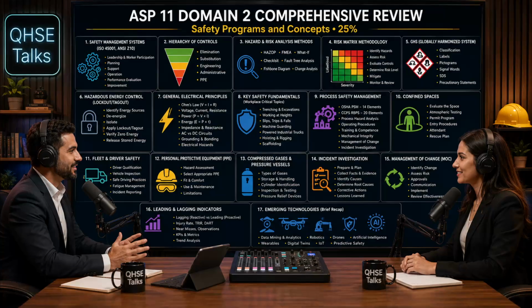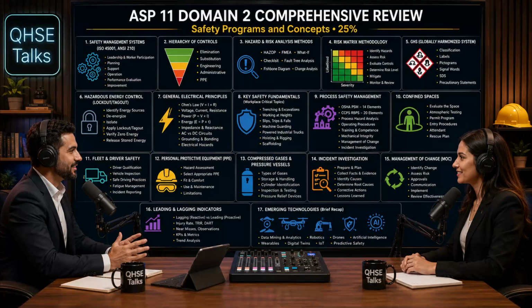So we have built this massive fortress of controls. We have engineered the hazards out. We've trained the operators. We've done the math. But we are dealing with entropy and human error. Eventually, something breaks. Someone gets hurt. It is an unfortunate reality. That brings us to Topic 9, Incident Investigation, and Topic 10, Management of Change.